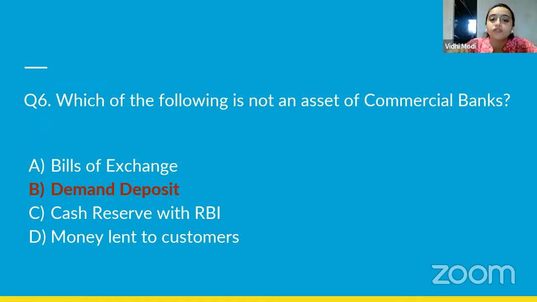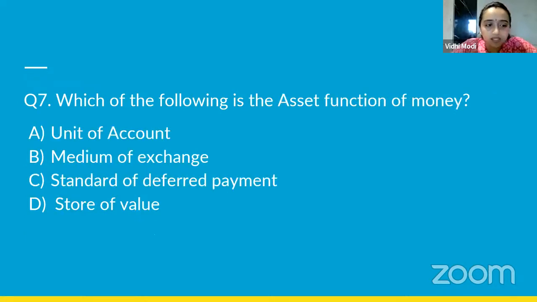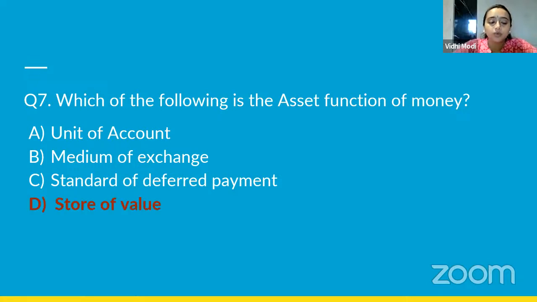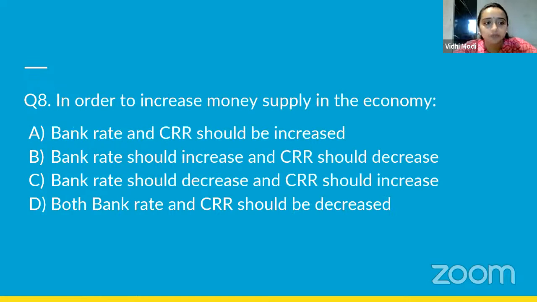Moving ahead, which of the following is not an asset of a commercial bank? We saw the answer as demand deposit. Then we have, which of the following is the asset function of money? Unit of account, medium of exchange, standard of deferred payment, store of value. Store of value would be the answer, because you can actually store the money, and it doesn't decay, or go out of value, right?